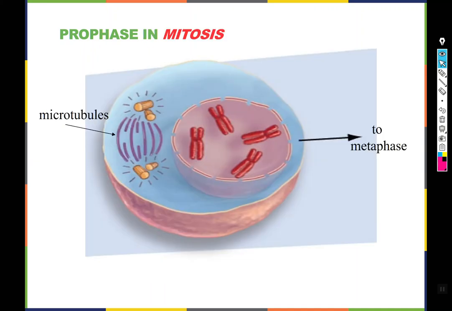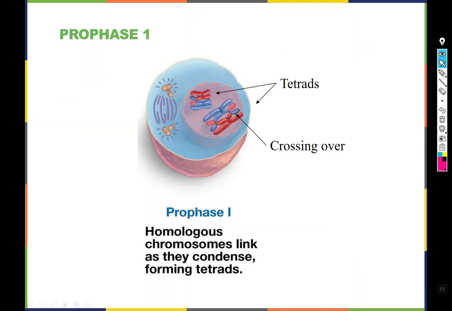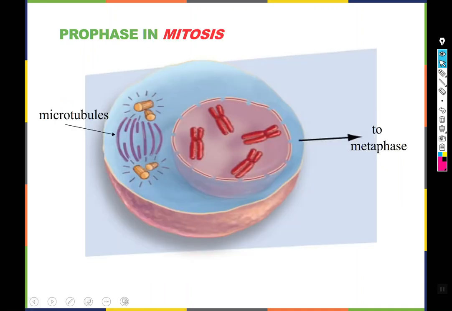So prophase in mitosis looks pretty similar. You can see all the same stuff, except you don't have homologous chromosomes. You would just have duplicated chromosomes. So those sister chromatids will be pulled apart, not homologous chromosomes being pulled apart.